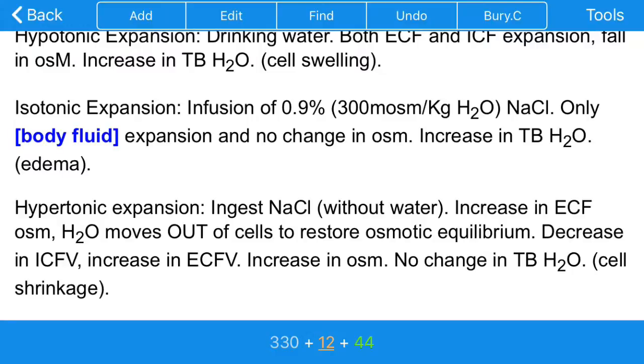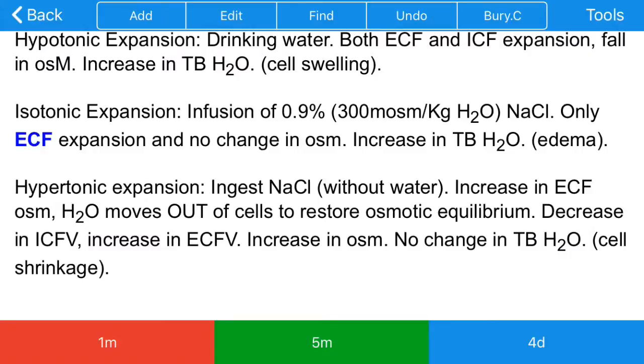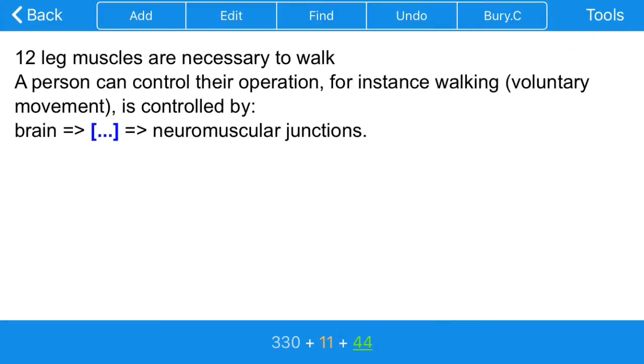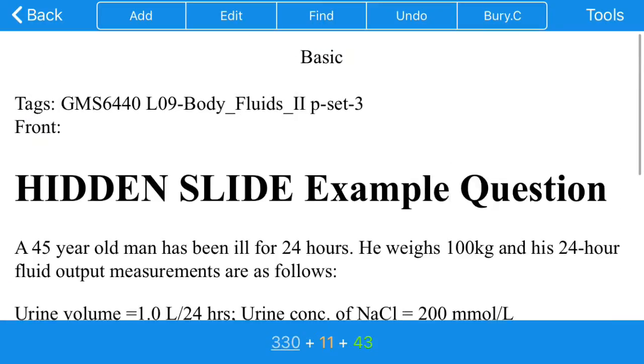Only extracellular fluid. Isotonic exchange. Extracellular fraction, I suppose. 12 leg muscles are necessary to walk. Brain, spinal cord, motor neurons. Okay, hidden slide. Ooh, okay, example question.